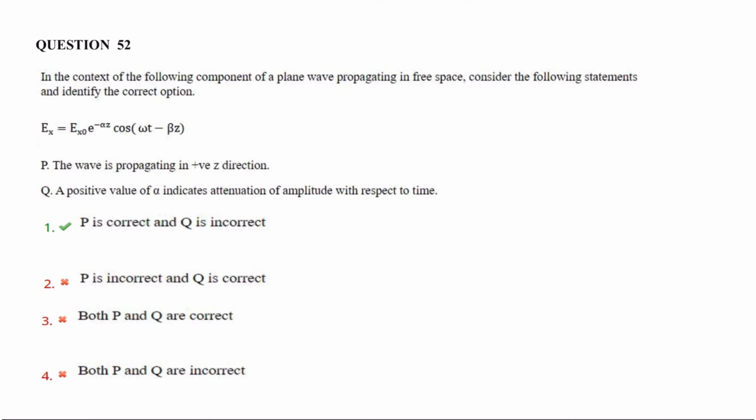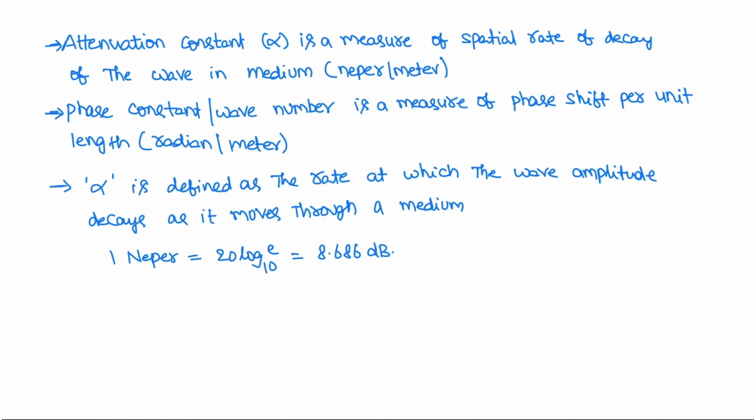Next question. In the context of the following component of a plane wave propagating in free space, they have given Ex is equal to Ex naught e power minus alpha z cos omega t minus beta z. The wave is propagating in the positive Z direction. It is correct. So let us see some points related to attenuation constant and phase constant. The attenuation constant alpha is a measure of the spatial rate of decay of a wave in a medium, given in Nepers per meter, and is defined as the rate at which wave amplitude decays as it propagates through the medium.